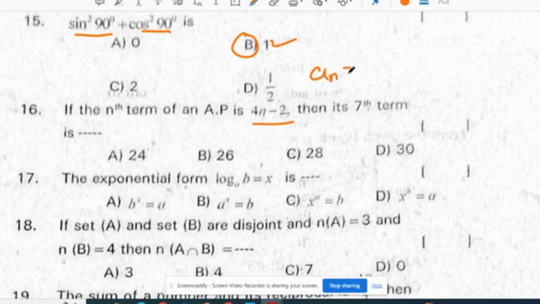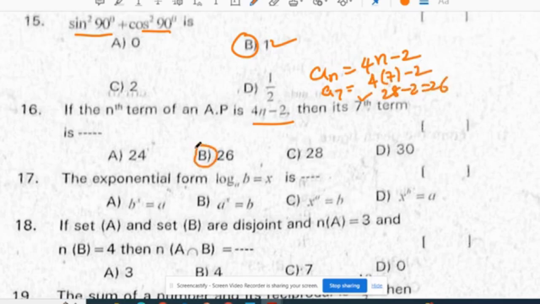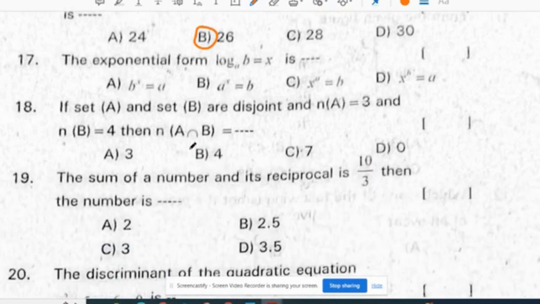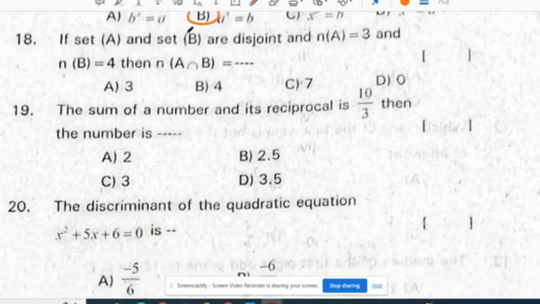If the nth term of an AP is 4n minus 2, then the 7th term. So the nth term is given as 4n minus 2. So in place of n, we have to put 7, students. Wherever there is n, we just put 7 there. 4 7s are 28, 28 minus 2 is 26. Correct option is B. The exponential form of log b base a is equal to x is a power of x is equal to b, which is nothing but the exponential form of logarithm. So correct option is B.